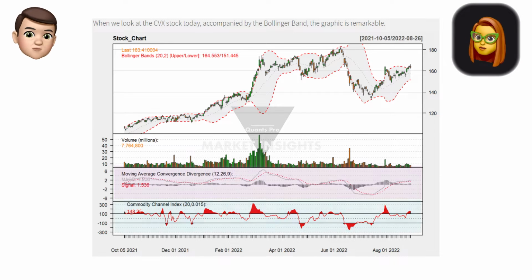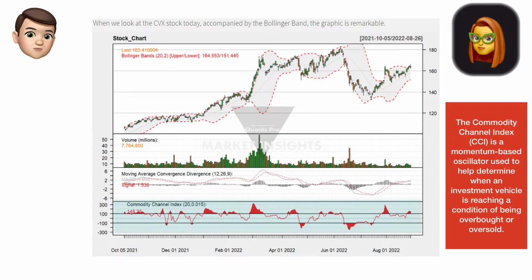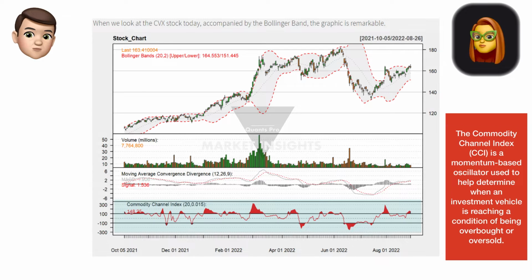Finally, let's examine the commodity channel index oscillator embedded in the graph at the bottom. This indicator gives information about the deviation levels from the price trend. When the chart is carefully examined, it is seen that the price action is outside the oscillator band. In this case, it can be said that there is excessive selling activity in the share price.